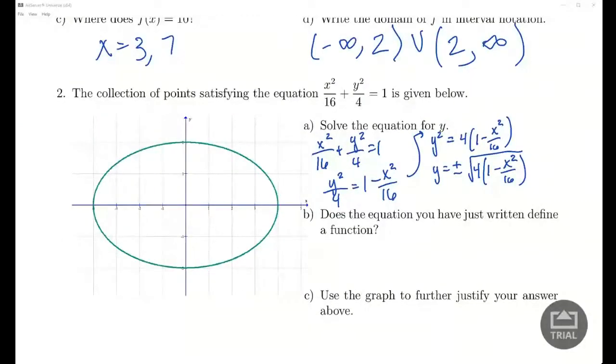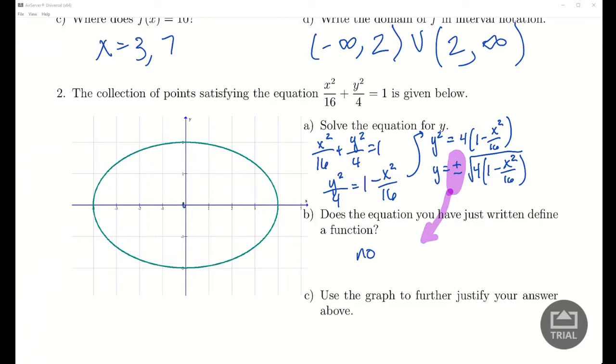And the important thing is, does this equation we've just written define a function? And the answer is no, because of this plus or minus. Any x value we put in, we would get a plus or minus y value. You can see that graphically.